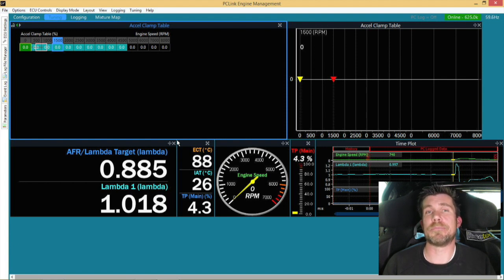I think there are, let's say, 3 areas that cause these problems. The first, and this will almost certainly be the biggest problem, is people trying to use acceleration enrichment parameters to make up for a poorly tuned main fuel table. So that's your very first place to start: make sure that the rest of the engine is correctly mapped before we start trying to set up our acceleration enrichment.